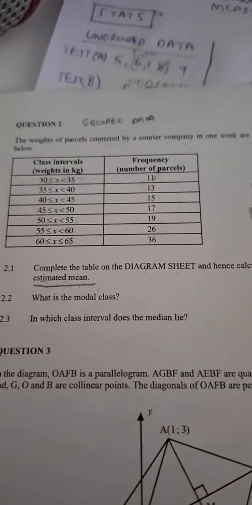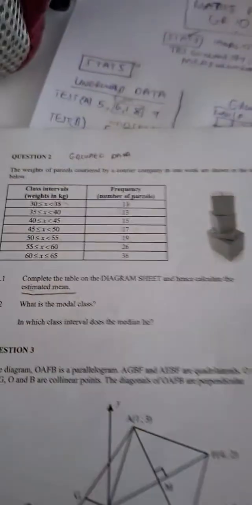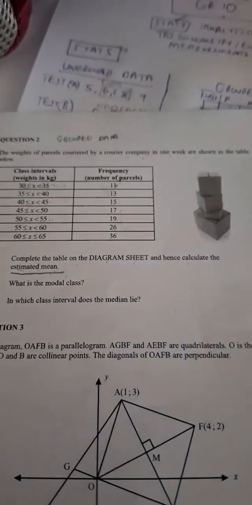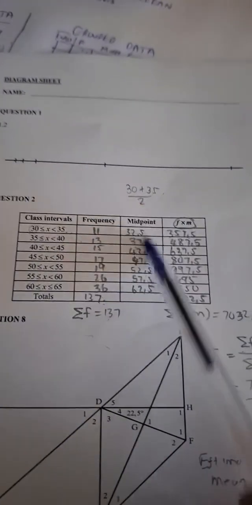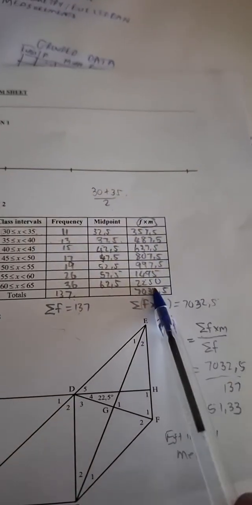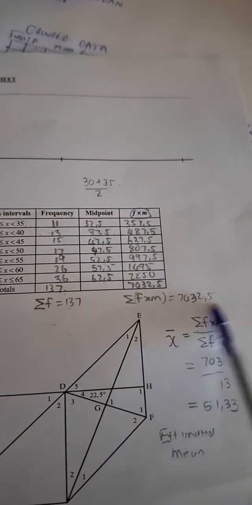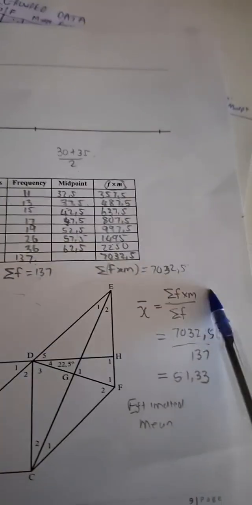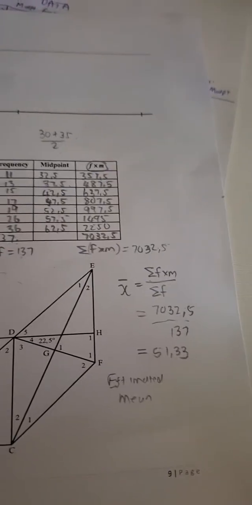Any questions about that, guys? So what do we do when we are calculating the estimated mean? We first have to find the midpoint and the frequency times midpoint, so that from the frequency we can get the total, and from the frequency times midpoint we can get the frequency times midpoint total. Then after that we proceed to calculate.